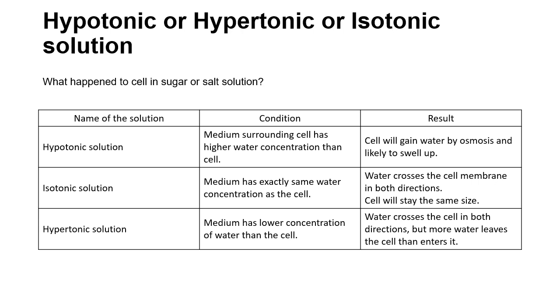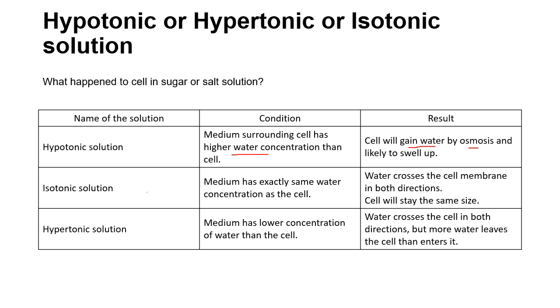What will happen if you put an animal cell or a plant cell into a solution of sugar or salt in water? One of the following three things could happen. I have tabulated all the solution, condition and result. First we will see hypertonic solution. This is the condition: medium surrounding the cell has higher water concentration than the cell. And what will be the result? The cell will gain water by osmosis and is likely to swell up.